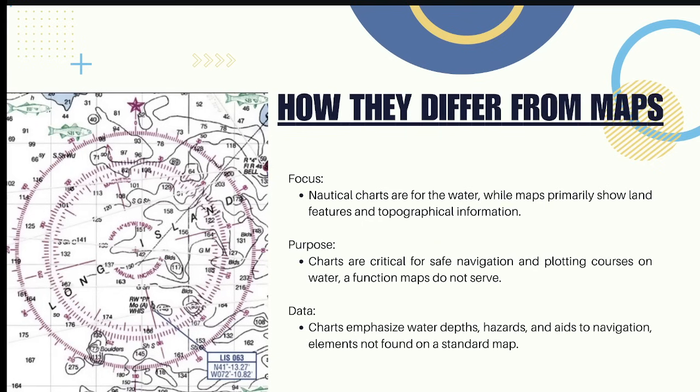So how do charts differ from maps? First is the focus. Nautical charts are for the water, while maps primarily show land features and topographical information. So again, nautical charts are for the water, and maps are for the land.